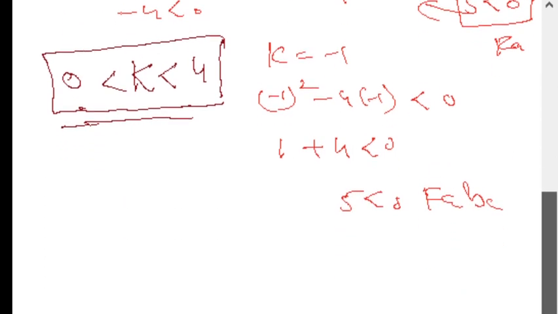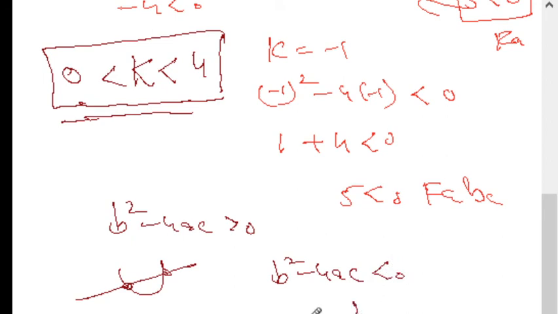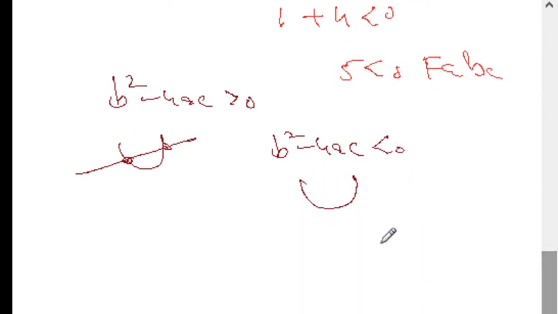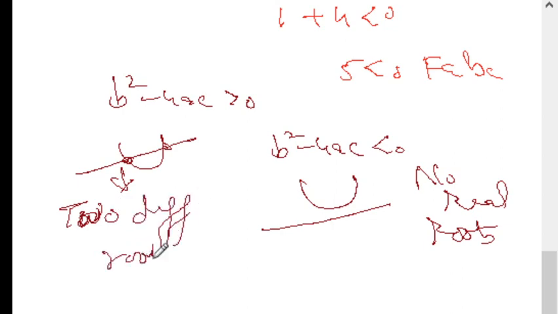These are the two cases. The case where the discriminant b square minus 4ac is greater than 0, when there are two different roots. The third case was discriminant b square minus 4ac less than 0, when the curve and the line don't touch each other. So in this case, no real roots.